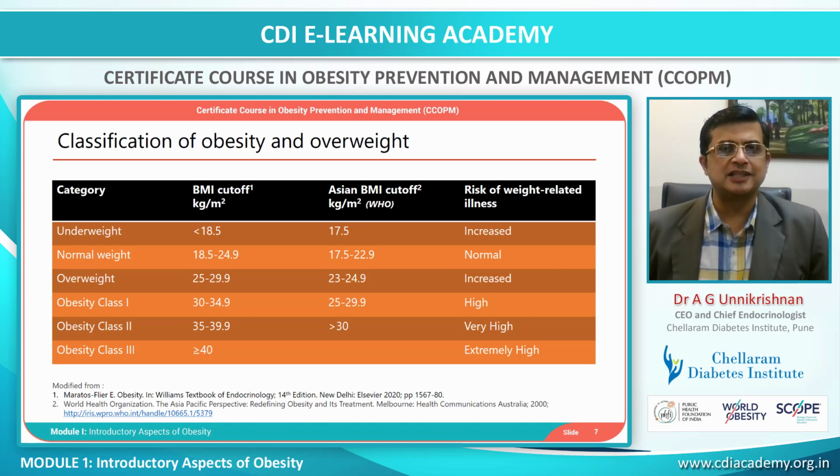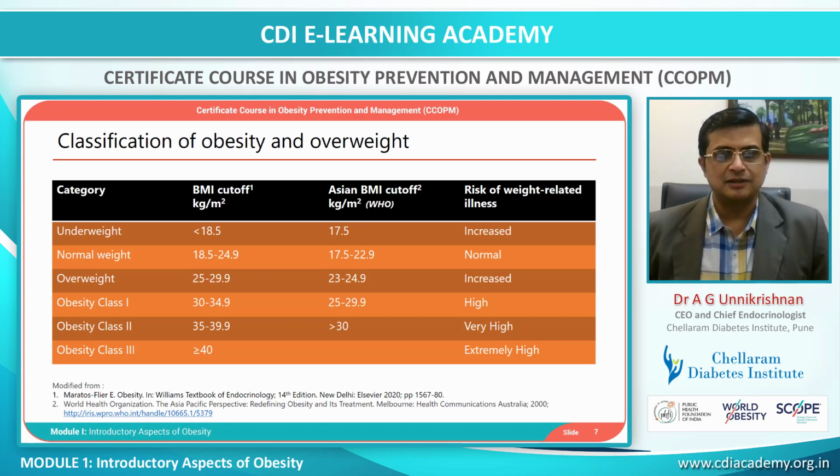This slide shows you the classification of obesity and overweight. In the row on the top, you look at the various categories. Below that, you find the various categories such as underweight, normal weight, overweight, obesity class 1, class 2 and class 3. The second column shows you the BMI cutoff.